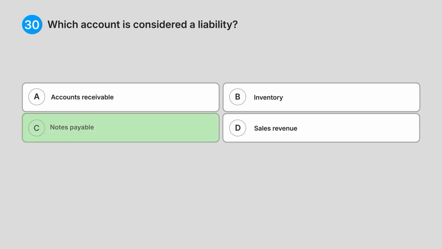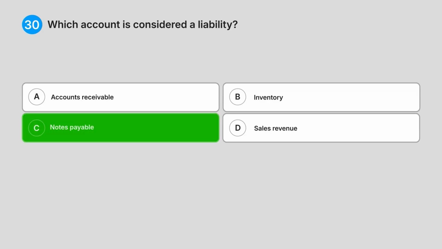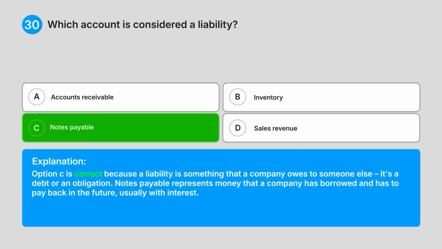Correct answer, C. Notes payable. Explanation: option C is correct because a liability is something that a company owes to someone else. It's a debt or an obligation. Notes payable represents money that a company has borrowed and has to pay back in the future, usually with interest.